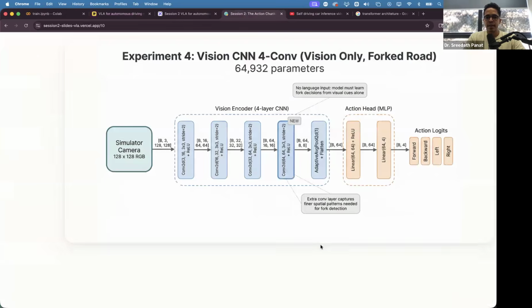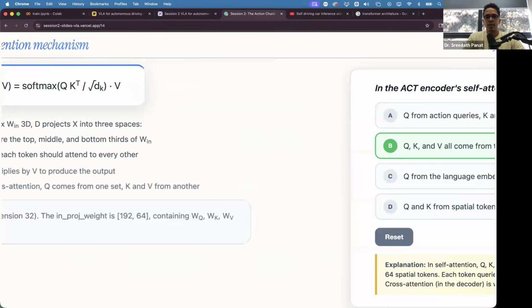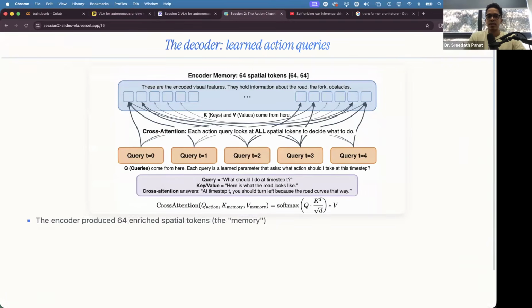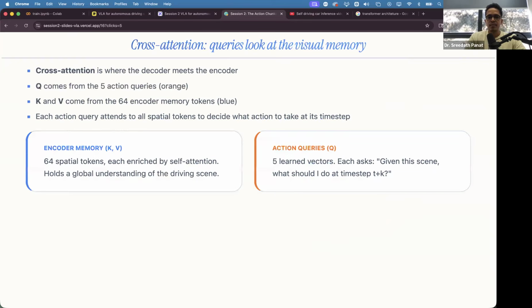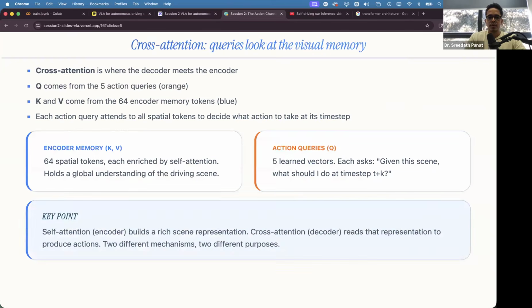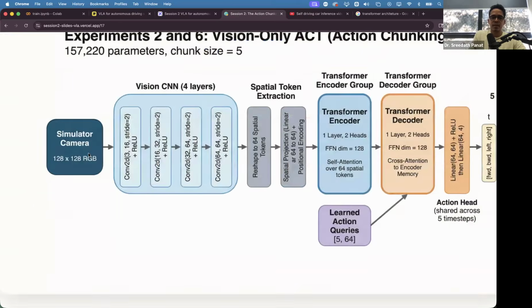Okay, so now let me show this to you in a little bit cleaner way, with the diagram. This is the query, by the way. So I have 5 queries. These queries are all cross attending to 64 spatial tokens. This is very straightforward. Yes, I think this is vision only ACT, right? Yeah, exactly. So now this is the simple architecture.